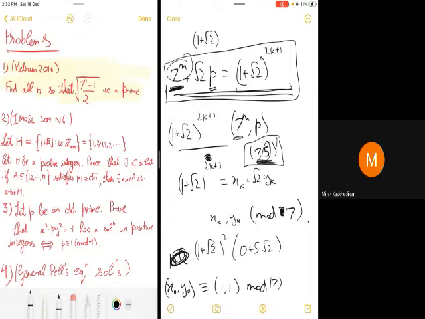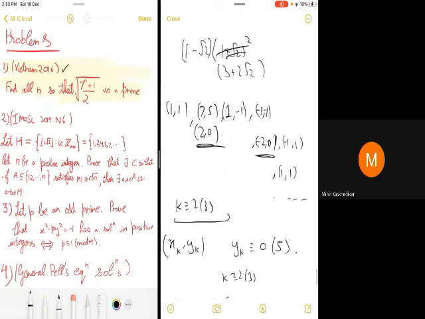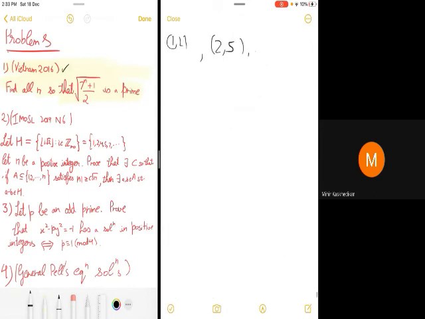Okay. Okay, so any questions in this particular problem? You can type in the chat as well. Okay. Okay.